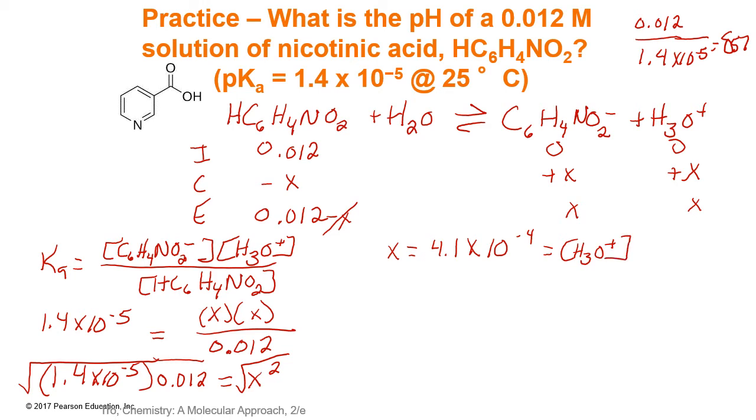In order to find the pH, take the negative log of our H3O plus concentration, and we find that our pH is equal to 3.39.